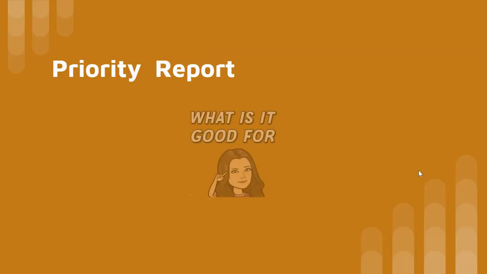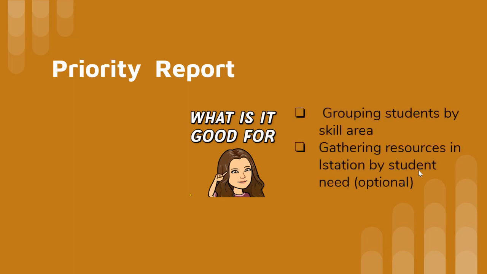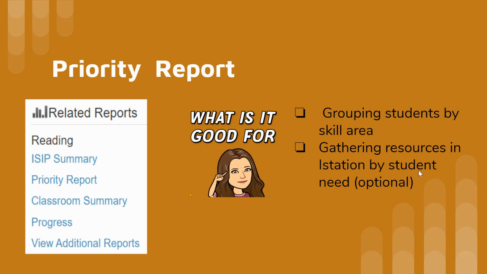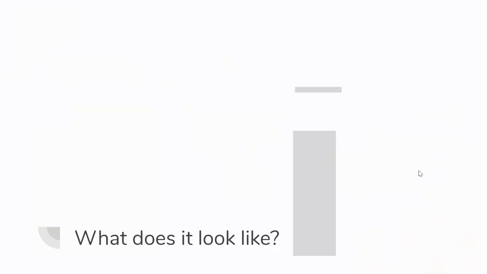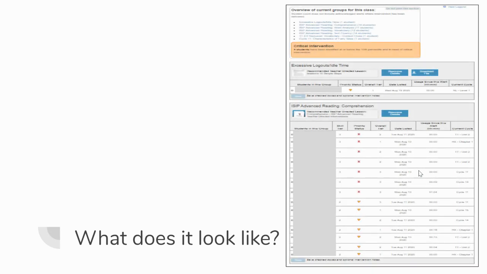Let's look at the priority report next. So what's this report good for? This report will help you group students by skill area, and it'll also provide you with some optional resources that you might want to use for instruction. And again, just a reminder, you can get to this report directly from your Classroom tab simply by clicking Priority Report under the Related Reports box on the left-hand side. So here's what it looks like.